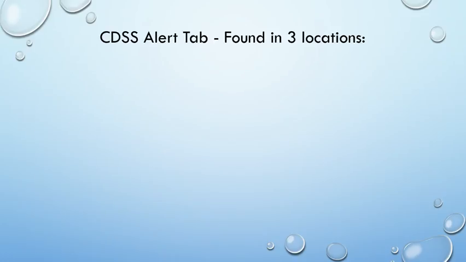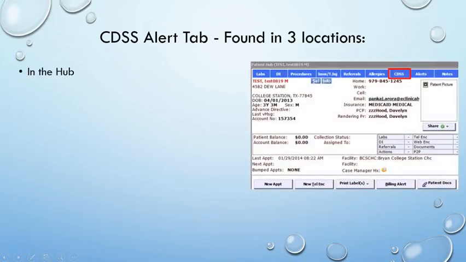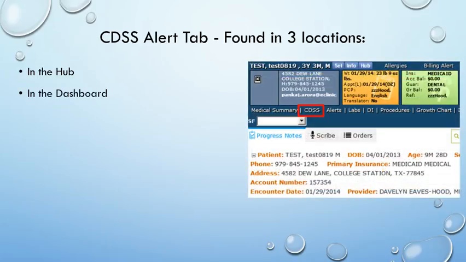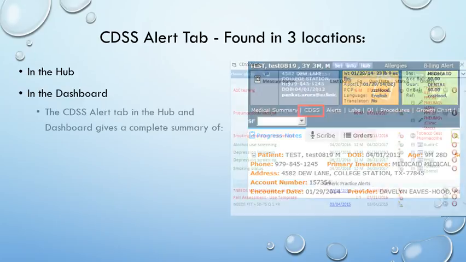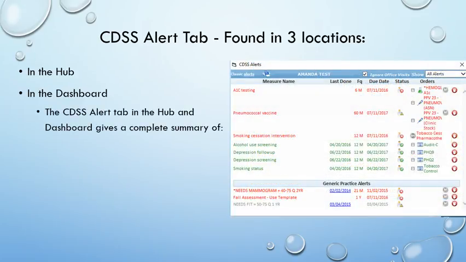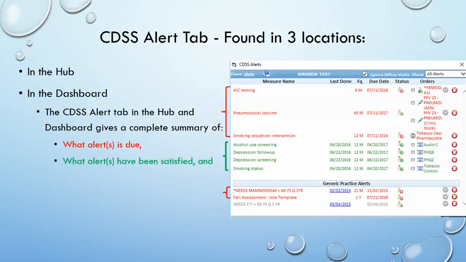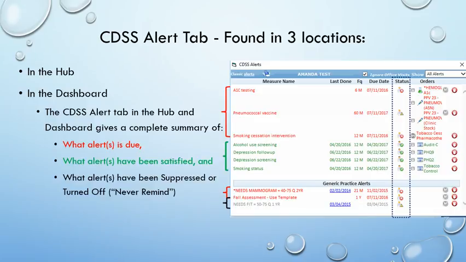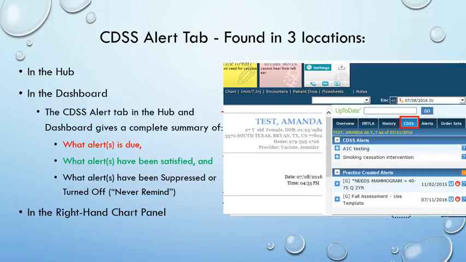So where are the CDSS alert tabs located? They're located in 3 places in ECW. First, in the hub. You can also find the CDSS alert tab in the dashboard. From these 2 locations, the CDSS alert tab from the hub and dashboard give a complete summary of what alerts are due, what alerts have been satisfied, and what alerts have been suppressed or turned off. The last location you can find the CDSS alert tab is in the right-hand chart panel. This will show what alerts are due now, and it's the easiest one to use.